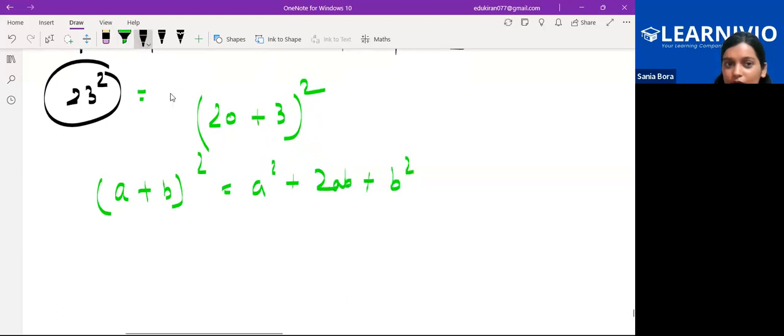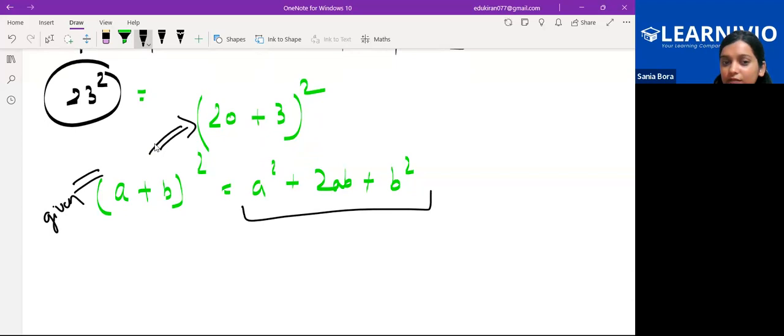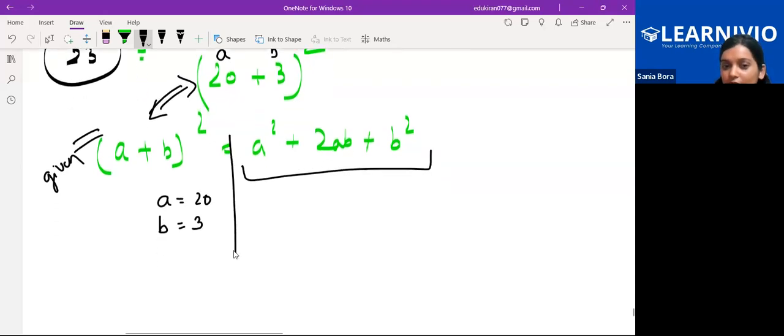Okay. Now, in this, this part is already given. That means you have to make this part. In the question, they are the same. You have to make this. So first of all, you will write what is the value of A: 20. And this 3 is B. So A is 20 and B is 3. Now you will put the values here. A square, that means 20 square, plus 2, A is 20, B is 3, plus 3 square.